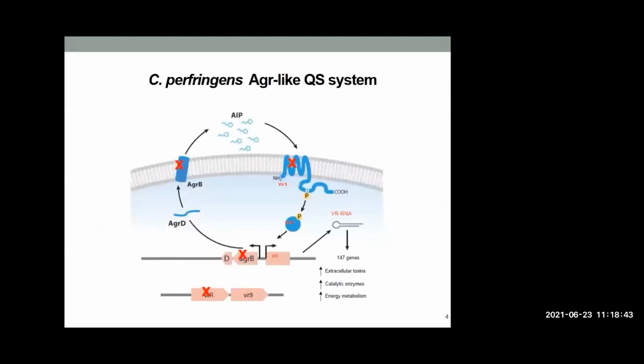This slide shows the Agr-like quorum-sensing in Clostridium perfringens. There are four major components called AgrB and D, VirS and R. AgrB and VirS are located on the cell membrane, and AgrD and VirR are located inside of cells. AgrD is responsible for production of the precursor of an auto-inducing peptide called AIP. AIP is transported to outside of cells through the AgrB and becomes mature. Matured AIP interacts with the VirS, which in turn interacts with the VirR to achieve the regulation of transcription level for gene expression. This system regulates more than 140 genes in Clostridium perfringens.